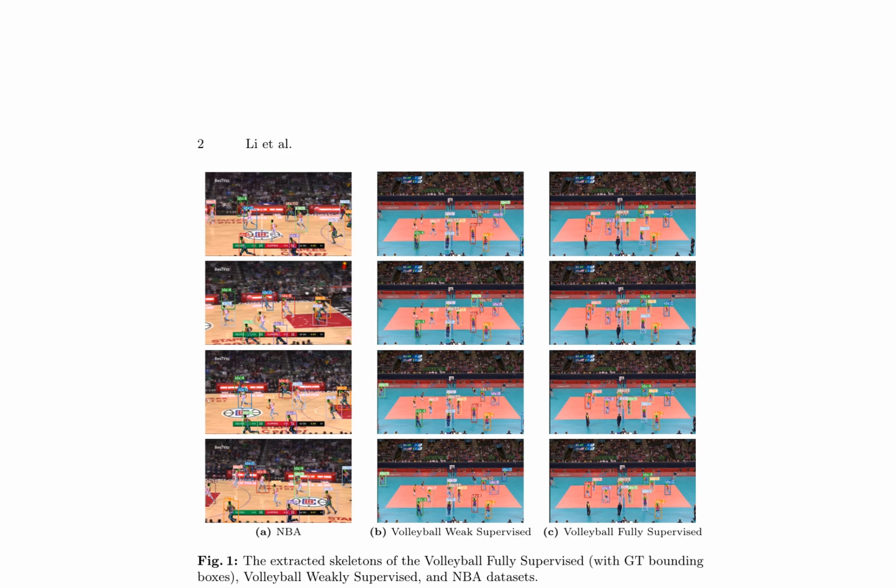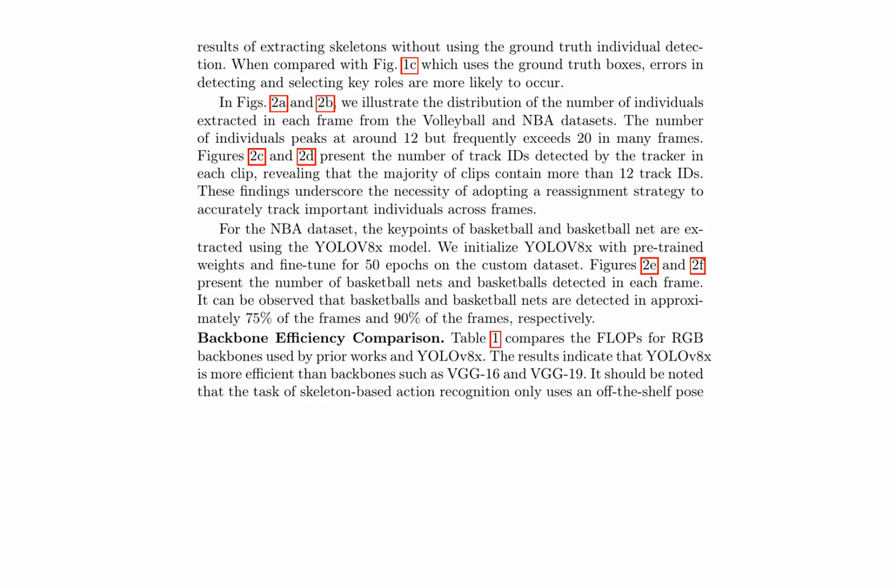The authors utilize the YOLOv8x model for keypoint extraction, fine-tuning it on a custom dataset for 50 epochs. The results show that basketballs and basketball nets are detected in approximately 75% and 90% of the frames, respectively. This underscores the efficiency of the YOLOv8x model in detecting relevant objects within sports scenes. A comparison of the FLOPs for RGB backbones used by prior works and YOLOv8x is also presented, indicating that YOLOv8x is more efficient than backbones such as VGG16 and VGG19.